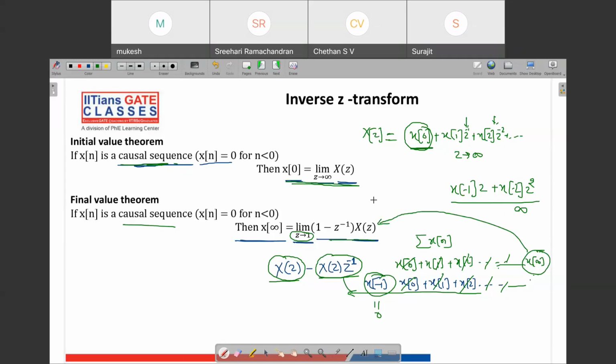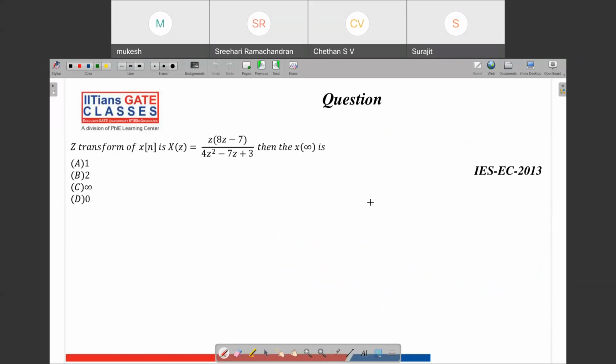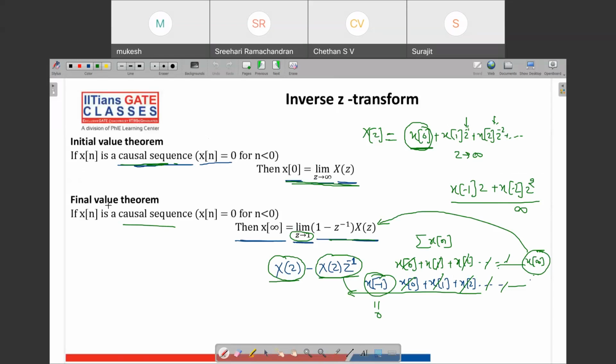Let me go to the next slide. This problem is based on the final value theorem. One more thing I forgot to mention: in the final value theorem, you should apply it only when all the poles are inside the z equal to 1 circle, or at max only one pole at z equal to 1 circle.